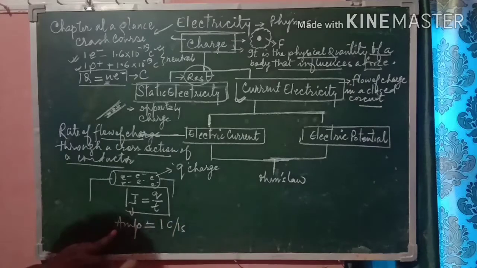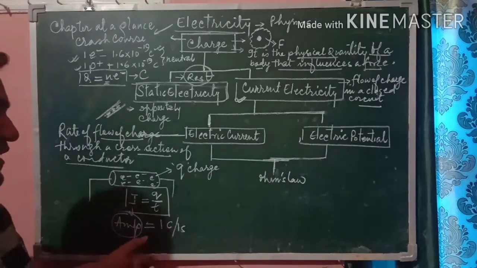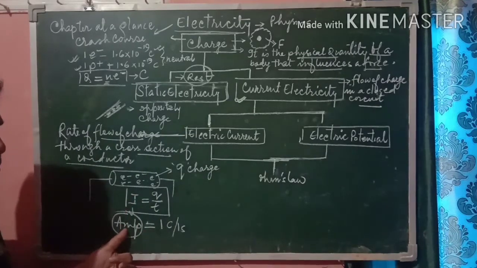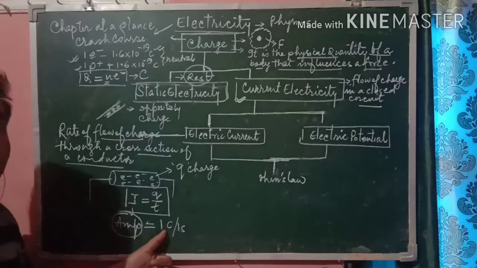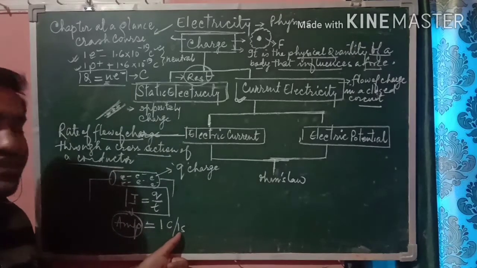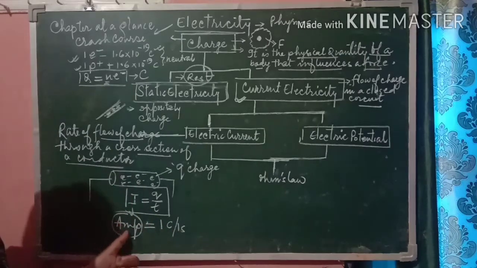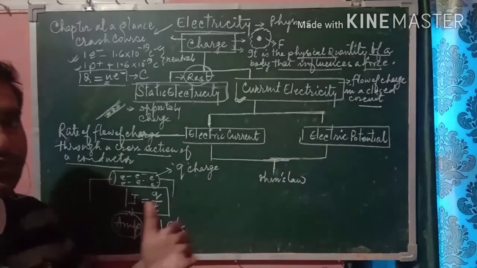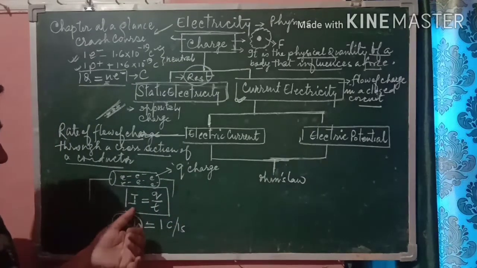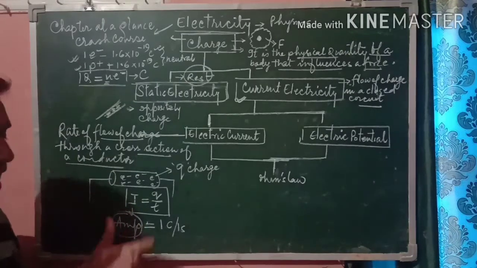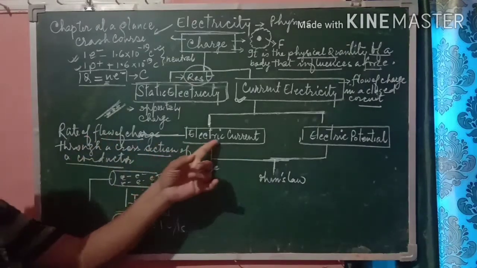So if anybody asks you to define 1 ampere of electric current, then your answer should be: electric current is said to be 1 ampere if 1 coulomb of charge passes through a cross section of a conductor in 1 second. Then it will be said that 1 ampere current has passed through that conductor. Okay, simply the SI unit of current is ampere, and the basic thing is what electric current is.